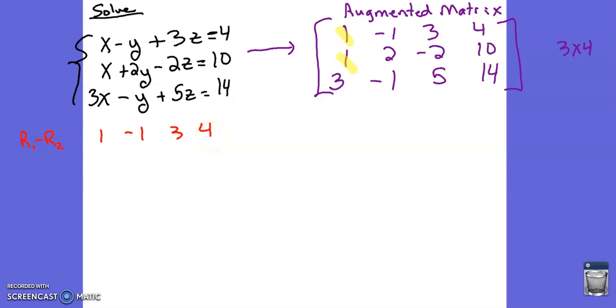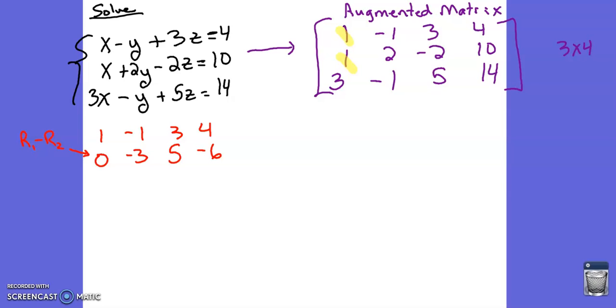But I'm going to subtract row 1 minus row 2, and that's going to give me my second row here. So literally 1 minus 1 is 0, and then -1 minus 2 is -3, and then 5, and then -6. So notice what I've done. I've already started the process.